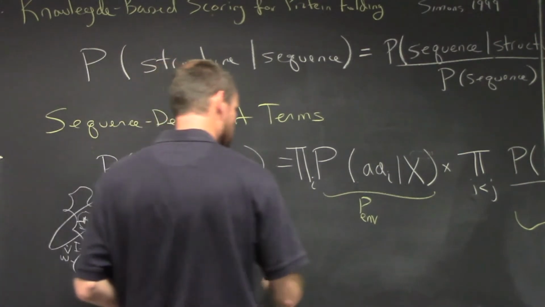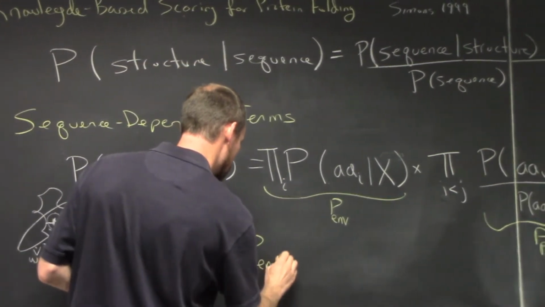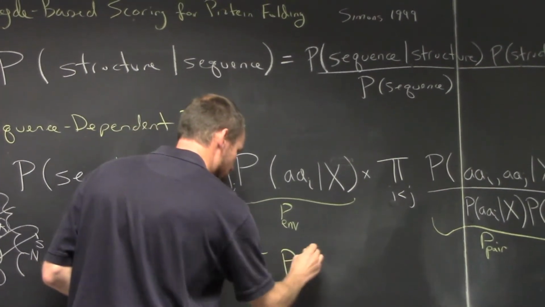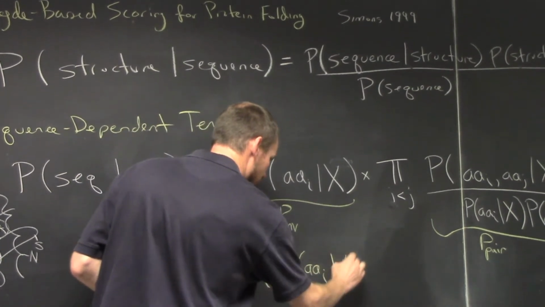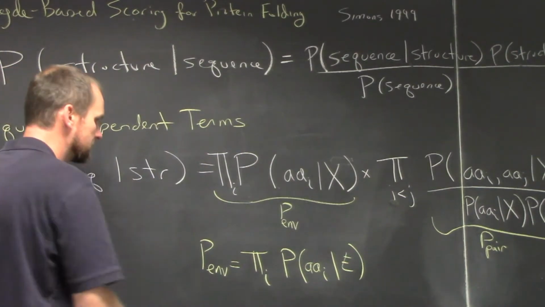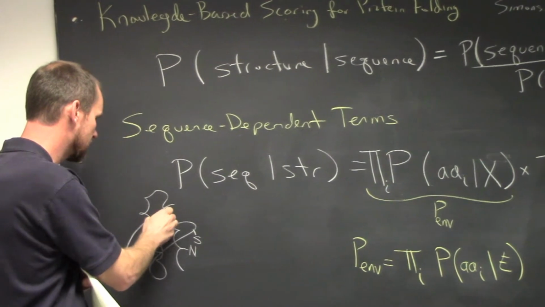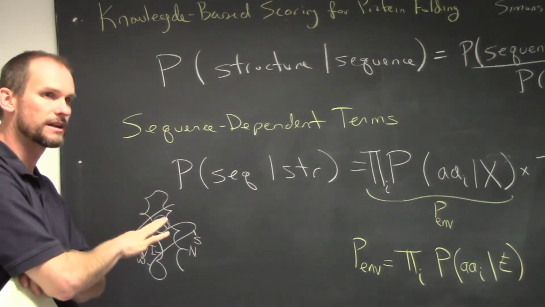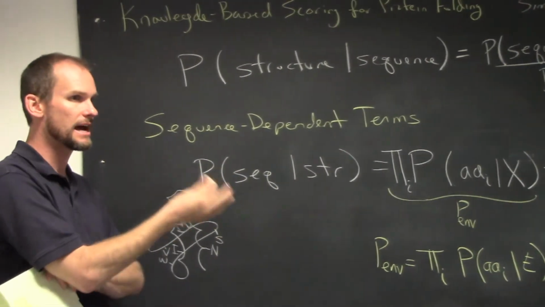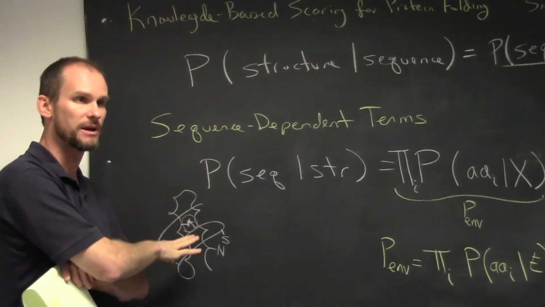So, actually, let me do this. Let's take that out here and say Pn is going to be the product over each amino acid probability of amino acid I given the environment. And now what we're going to call the environment is going to be simply, well, from our chemical intuition on protein folding, we expect the hydrophobics to be buried and the hydrophilics to be exposed. So what we're going to look at as the environment is just how much burial there is. At each position, how buried is it?